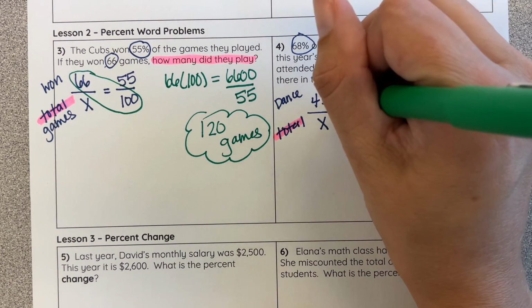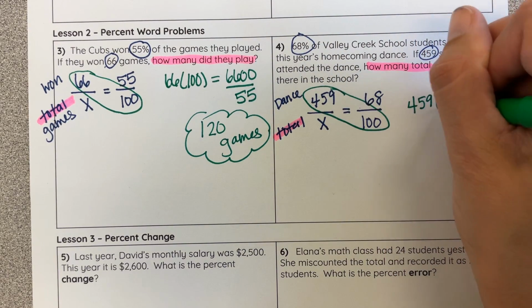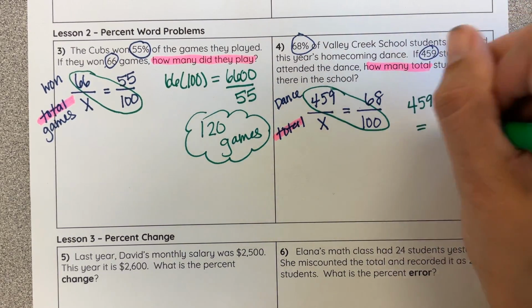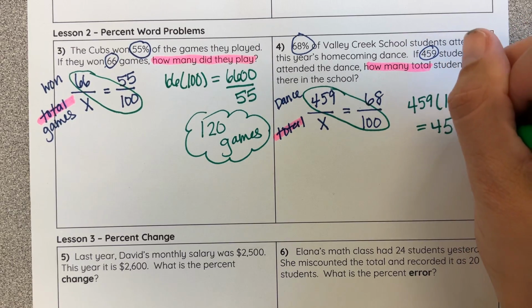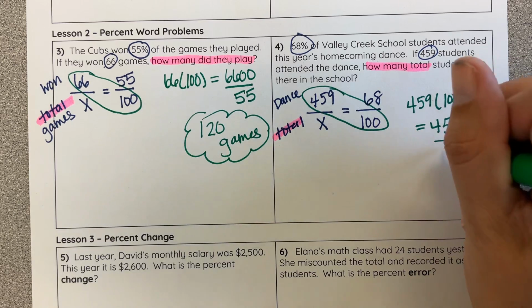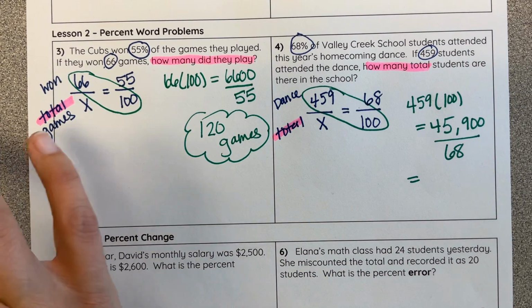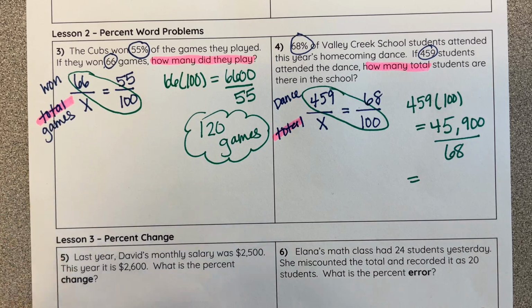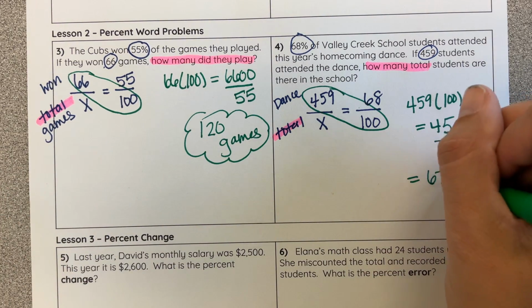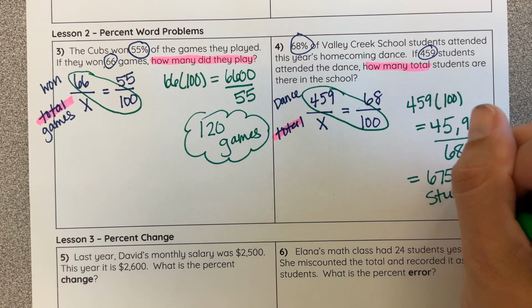And then we're going to start solving. Multiplying 459 times 100, which equals 45,900. Dividing by our other number of 68, so 45,900 divided by 68 is equal to 675, and we were solving for students.